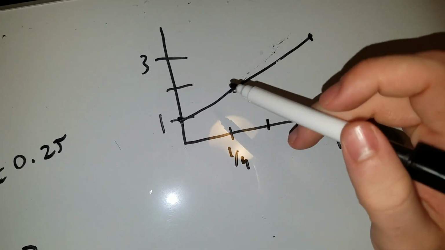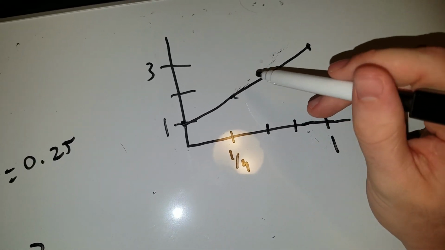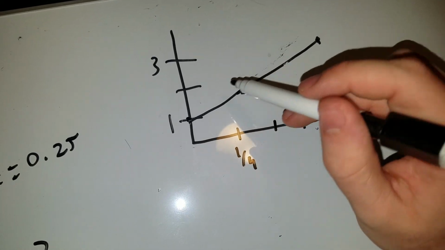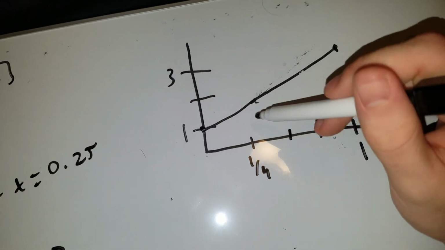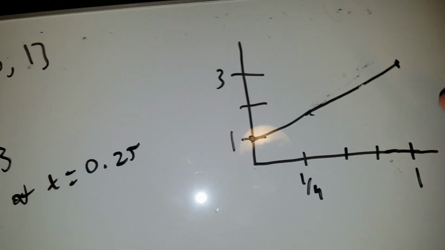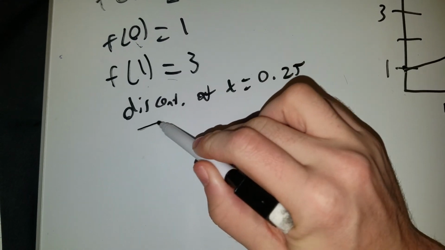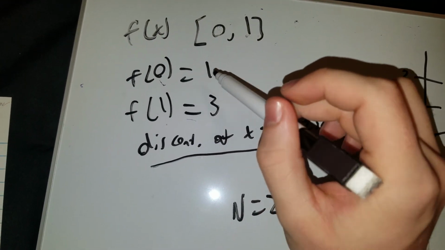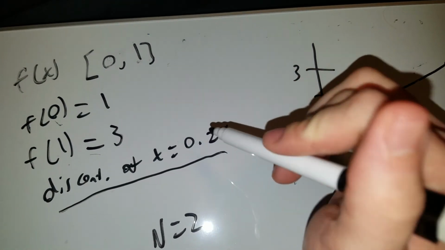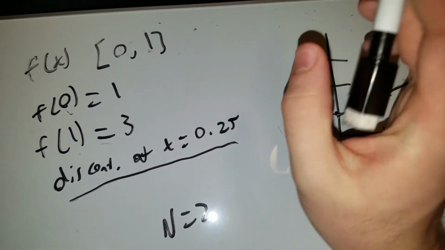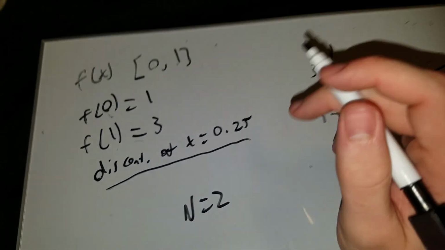And it's continuous, meaning that in order to get from this 1 to this 3, it has to cross through 2 at some point. It couldn't get to 3 without crossing through 2, unless you picked up your pen, which would make it not continuous. However, we know that it's discontinuous at 0.25, meaning it's not continuous on the whole interval. We don't know what the y is at 0.25, but we do know that it's not continuous there.